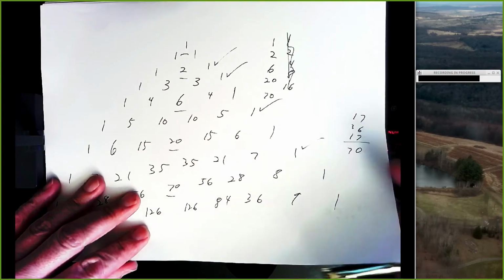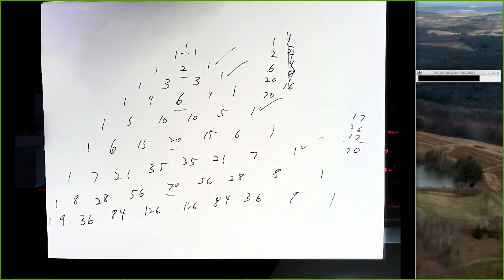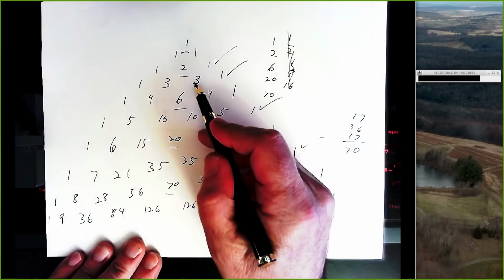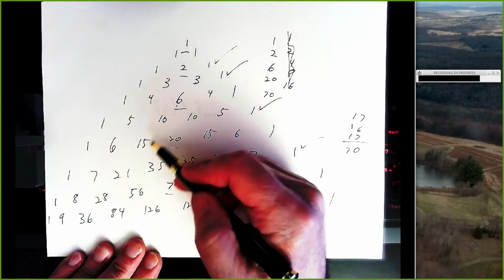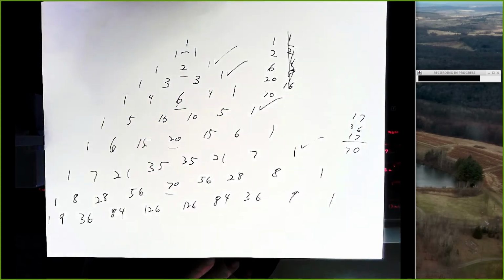Also, there's the hockey stick thing. There's the hockey stick thing. And there's square numbers. So this is 1. This is 1 plus 2. This is 1 plus 2 plus 3. 1 plus 2 plus 3 plus 4, and so on. There's Fibonacci numbers buried in here.